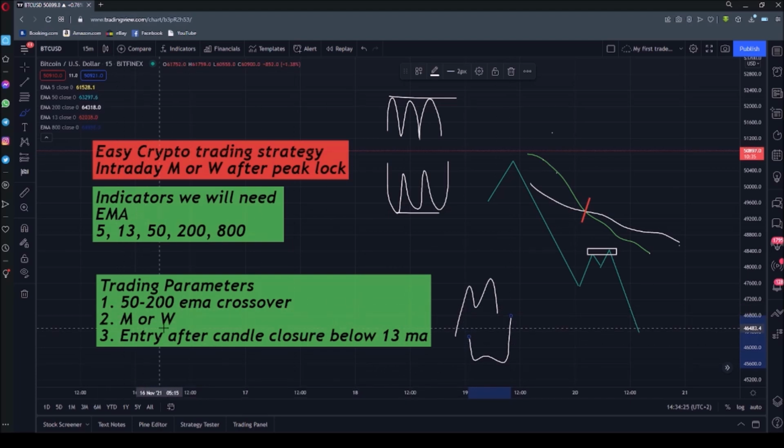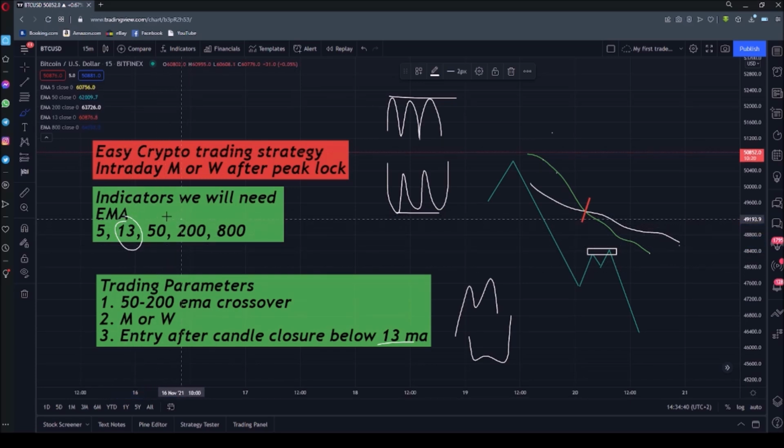Then after you've seen the first leg and second leg, or first, second and third leg, we will enter after a candle closure above the 13 EMA. So that is where the 13 EMA will come into place.